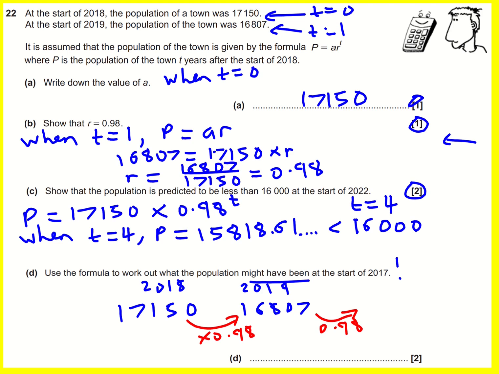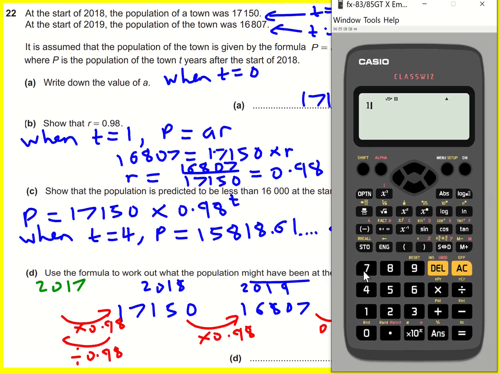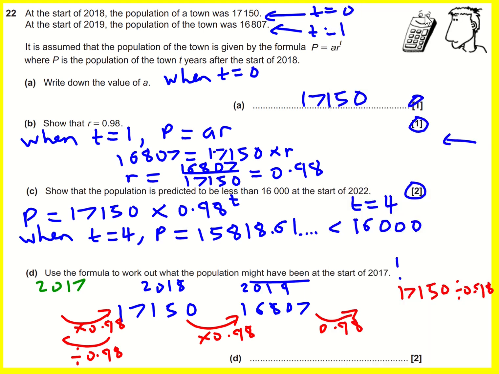If I want to work out the population in 2017, then I'm going to do the opposite, or I would have timesed by 0.98 going this way. So going the other way, I'm going to need to divide by 0.98, and it's going to be 17,150 divided by 0.98. Which is 70,500.